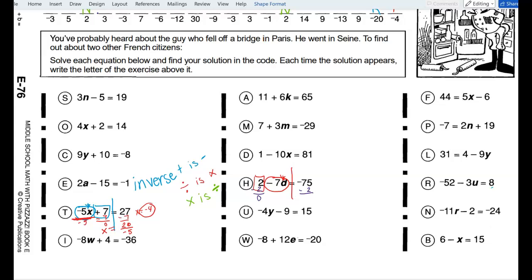Negative 75 minus 2 is going to give us negative what? We're keeping the negative sign, aren't we? 75, 76, 77, negative 77. Good for you. Okay, what are we doing over here? We're multiplying. Negative 7 times D. That's the operation. We're multiplying or timesing. So the inverse of multiplication is division. And this is what the divisor bar looks like. In division, we're going to divide by negative 7. Negative 7 divided by negative 7 gives us 1D.